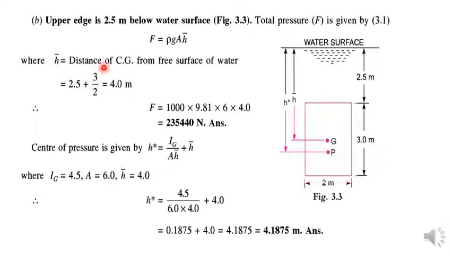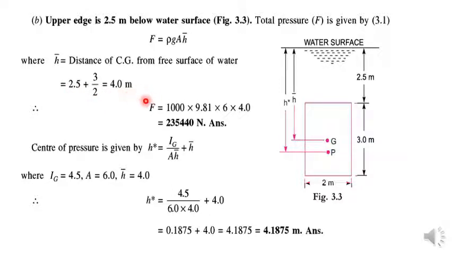Now the distance of the center of gravity of this rectangular surface from the free surface of the water has been changed. Now this h bar is this distance: half of the dimension of this rectangular area plus the depth of this rectangular area from the free water surface. You have to add this extra depth to it. So now it will be 3 by 2, meaning half of the depth of the rectangular area, plus 2.5 meter distance. It will be 4 meters.